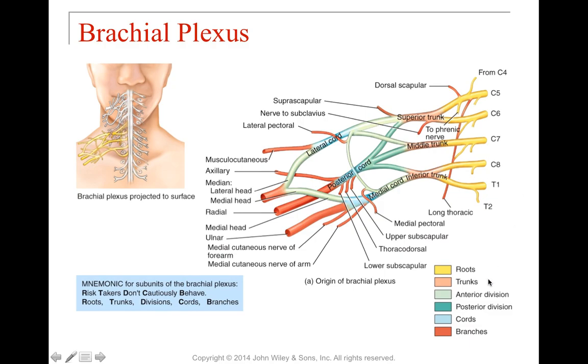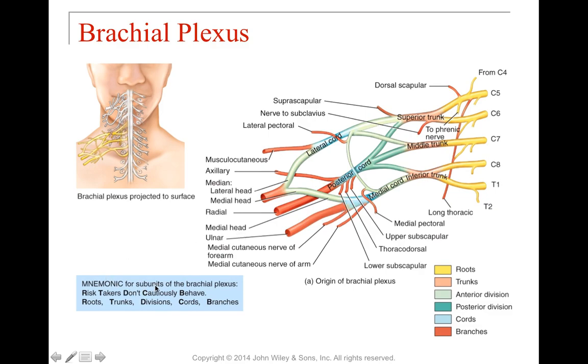All right, so on this side, I'm going to walk you through how we get from the largest section, which is the roots that are coming straight out of the spinal column itself, to the trunks, which would be the next largest section, to the anterior and posterior division here, leading into the cords, and then finally into the branches, which would be the smallest regions.